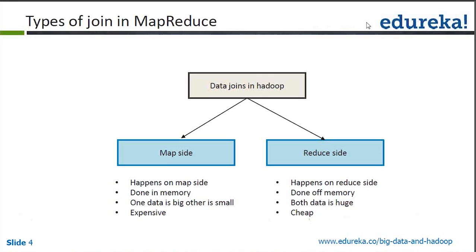One is called side data distribution. The second type is called using distributed cache. And the third is by using a class within the MapReduce framework called composite input format. I'm sure most of you are getting afraid of the terms I've been using, but don't worry. I'll try to keep things as simple as possible.